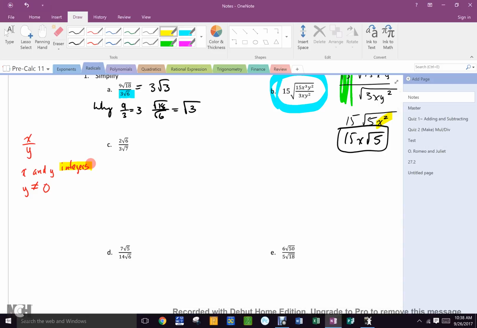No decimals. Is 3 root 7 a decimal? Yes, because root 7 is irrational, isn't it? It's a decimal that goes on forever. So is this allowed? No, that is not allowed. We have to fix that up. That isn't okay because it is irrational.